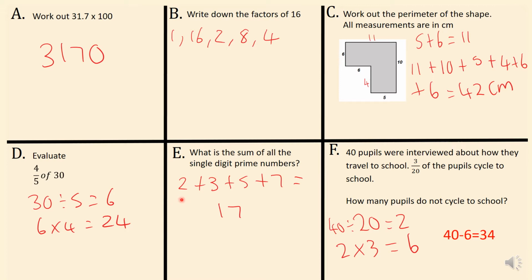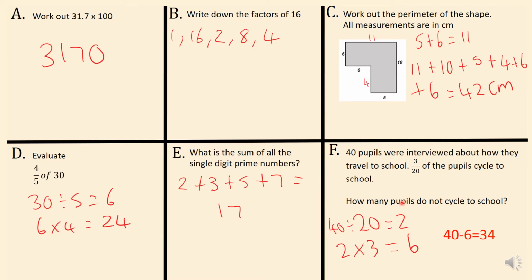So the first prime number is 2, then 3, 5, 7. And then the next prime number after 7 is 11, and 11 is not single digit. So you just write down the single-digit prime numbers, and sum means addition. Sum means when you add them. Then add them all up and you end up with 17.